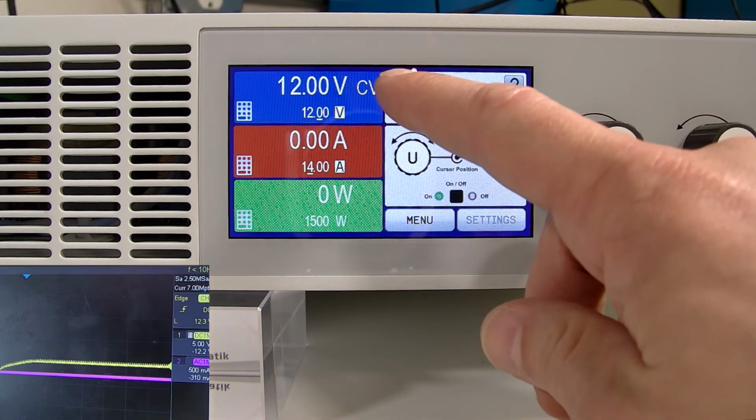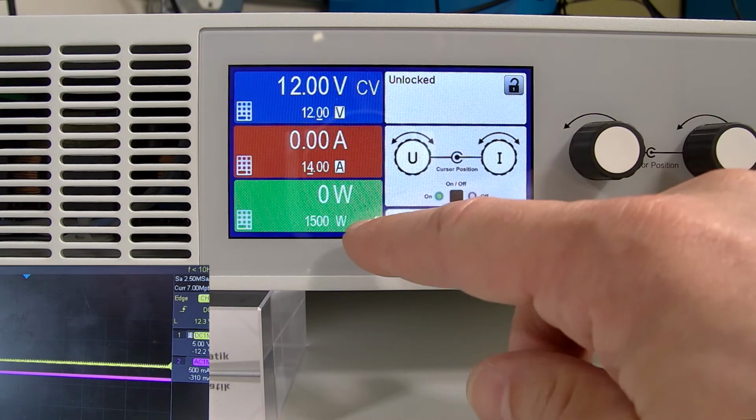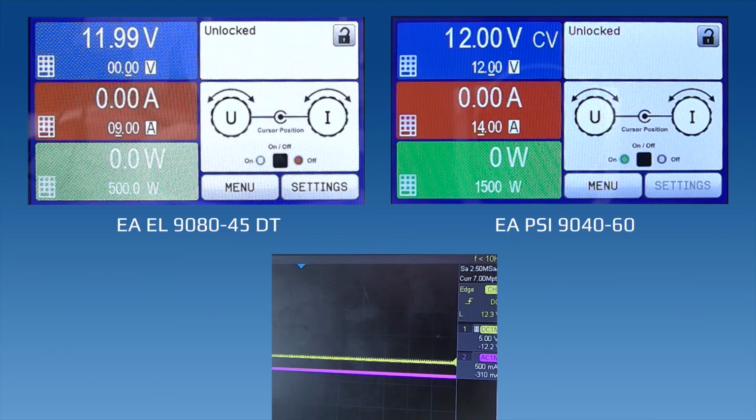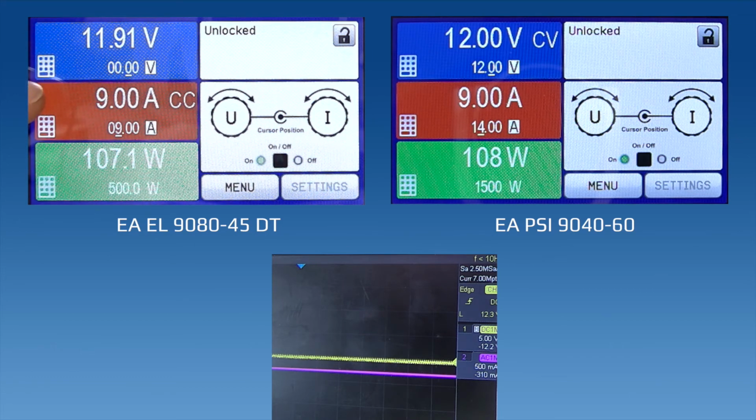We're in constant voltage mode. No current is coming out because our load is not on, and of course no power. If I go over to our load, it is set to 0 volts but 9 amps, and I'm going to turn the input on. Right away our load goes into CC mode, constant current. Just like what we talked about, our load is controlling the current, or how much power is being drawn from the power supply, and the power supply is the one dictating the voltage.